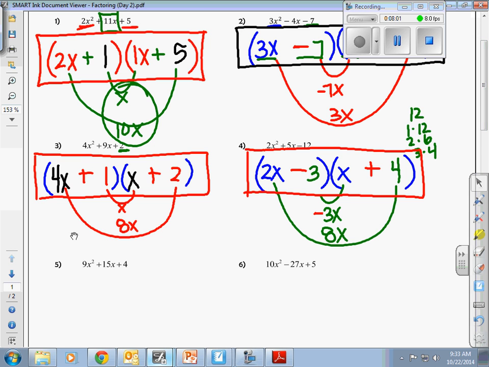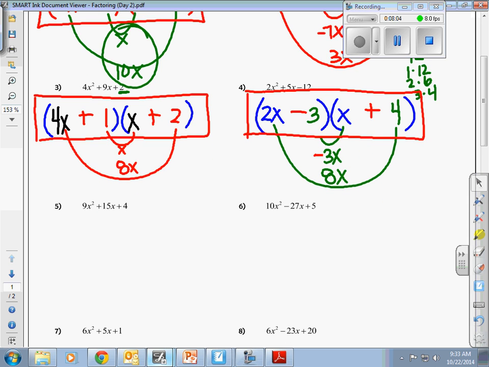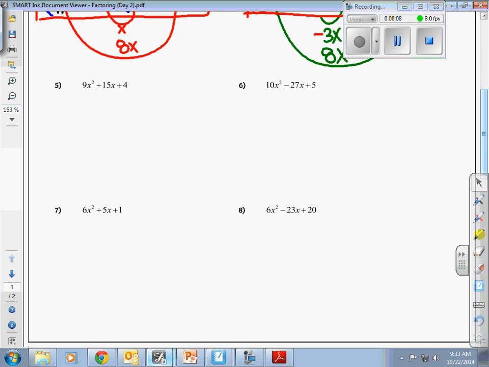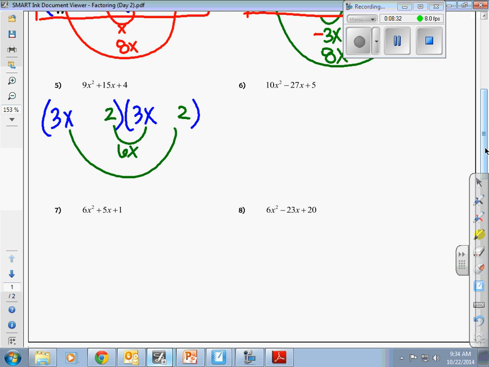Okay. Moving on, example 5. Now, if you look here, 9 and 4, neither one are prime, so we might have a few options to try. If there's the same number multiplied to get to it, I like to start with that one. So 3x and 3x. And I'm going to go ahead. My factors of 4, I'm going to try 2 and 2. Well, it's going to give me 6x, and this will give me 6x. Can I get to 15? No, I cannot.